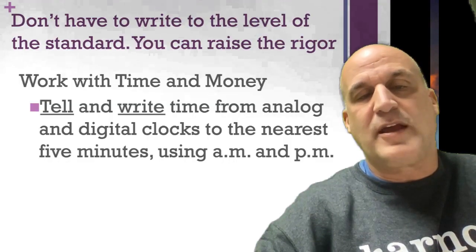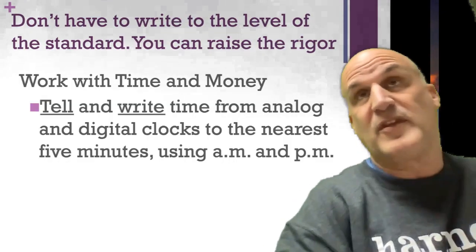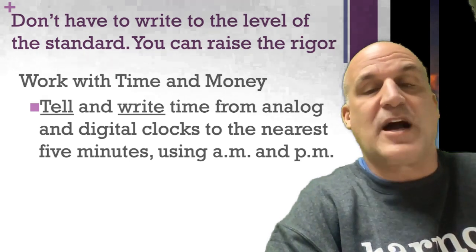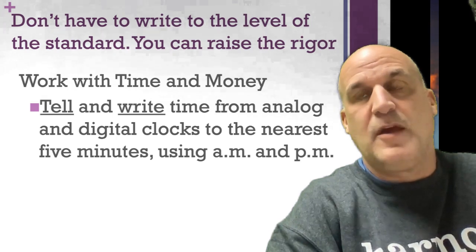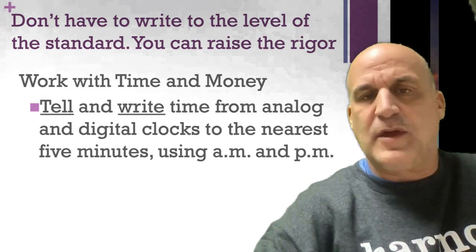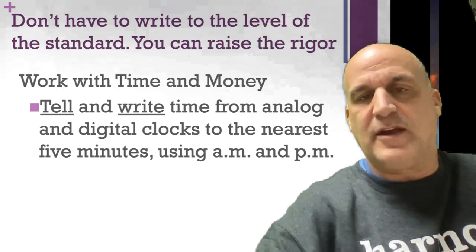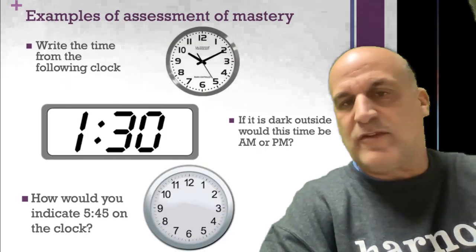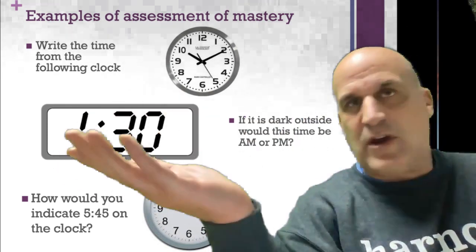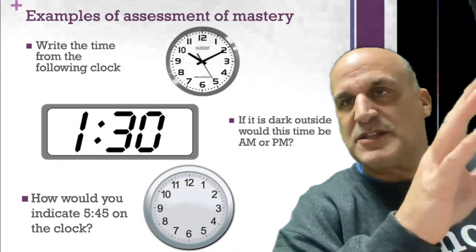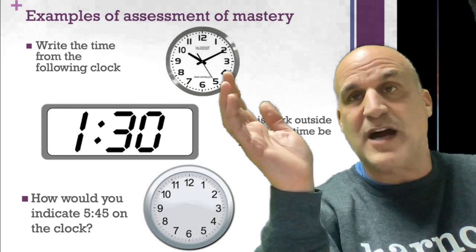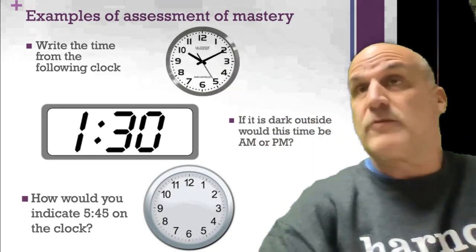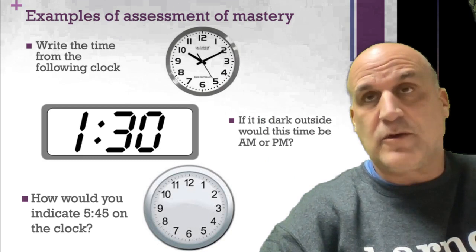So another way that you can look at this is if you look at this standard right here, which is a math standard that is working with time and money. It says tell and write time from analog and digital clocks to the nearest 5 minutes using AM and PM. So if we were asking students to do this, we would have questions like you see here, which is write the time the clock is showing. If it's dark outside, would this digital clock be AM or PM? And then they could actually draw the hands on a clock when you give them a time. This would certainly determine mastery of this content standard.